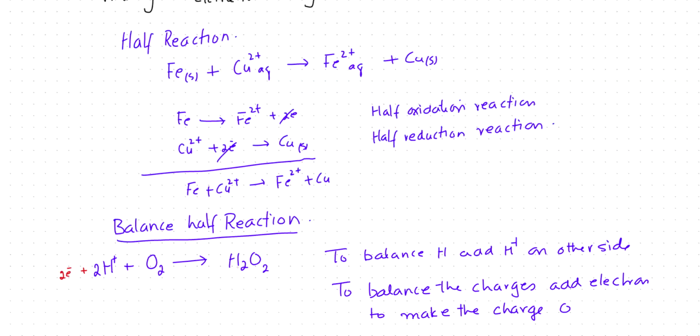So this reaction is a reduction reaction because it's a gain of electron. Electrons are added before the arrow. So a gain of electron is a half reduction reaction.